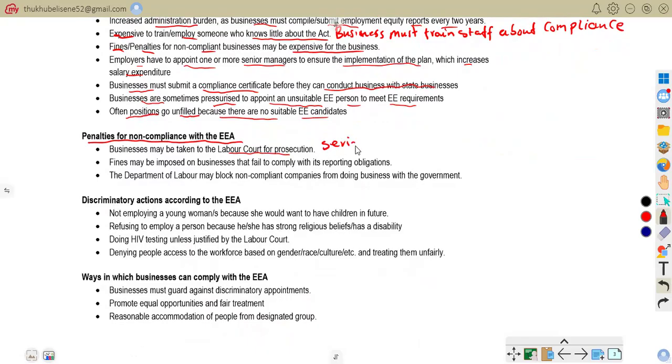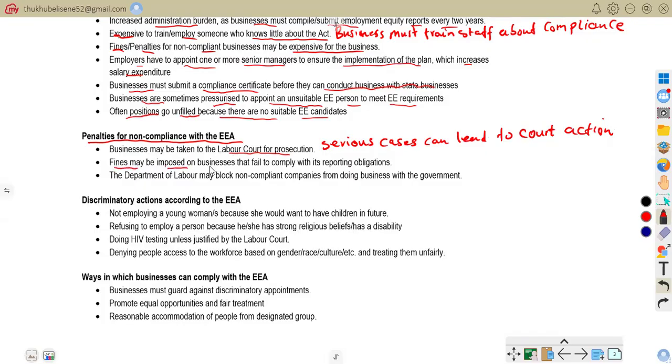We are saying serious cases can lead to court action. So that is that. For example, a company is taken to court for discrimination. That's what it means when you're saying business may be taken to court for prosecution.